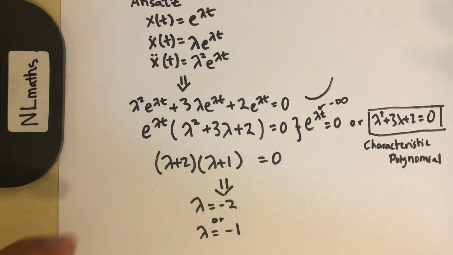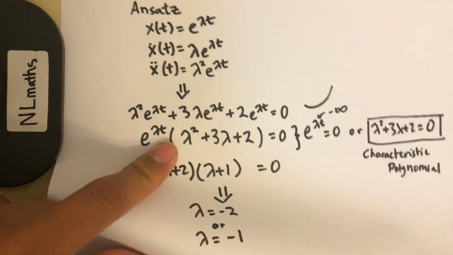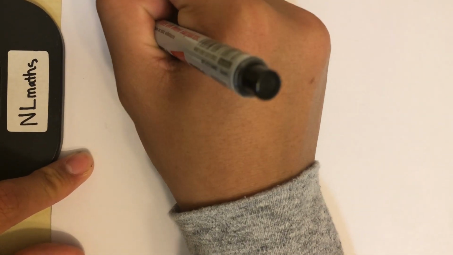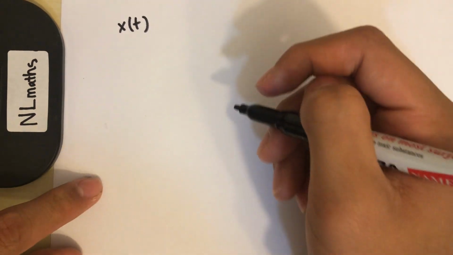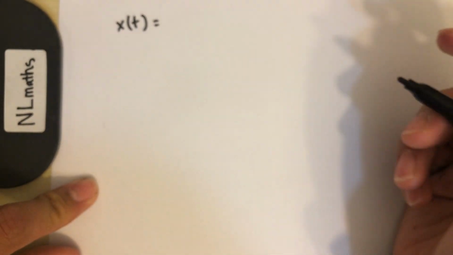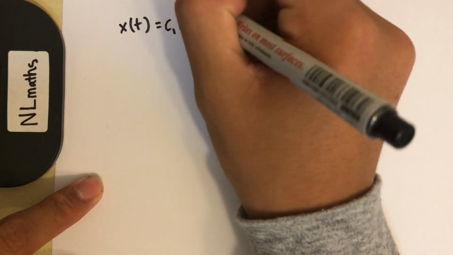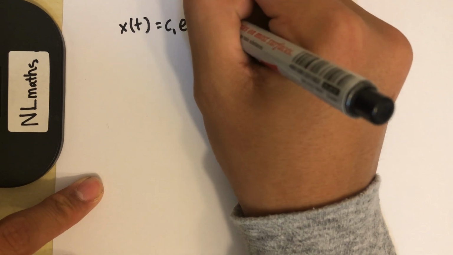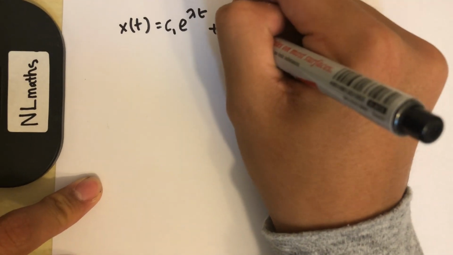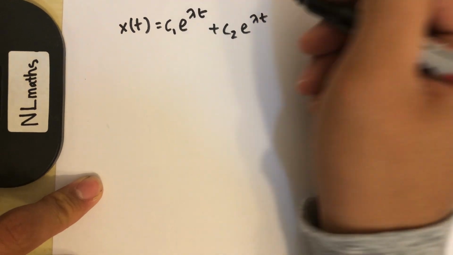And then we can sub this back into our equation. So that means x of t should be equal, and our guess was e to lambda t, and we have the two lambdas, but we also need to multiply it by a constant, because sometimes by differentiation you lose the constant, so we should add that constant back. C1 e to the lambda t plus C2 e to the lambda t. So that should be our answer.